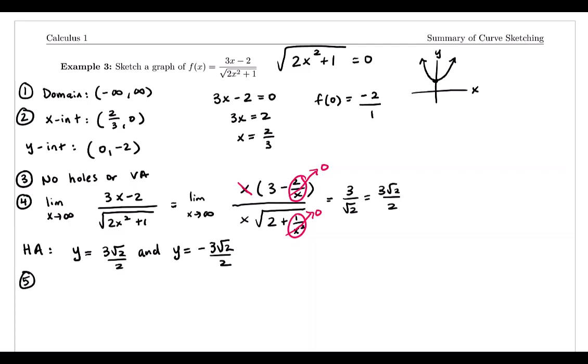For number 5, we are asked to find critical values. This is going to require us to take the derivative of our function, and I'm going to rewrite f of x as 3x minus 2. I'd like to move the denominator up to the numerator, and we can do this by multiplying this by 2x squared plus 1 to the negative 1/2 power. And the reason that I'm doing this is so that I can get away with using product rule instead of quotient rule.